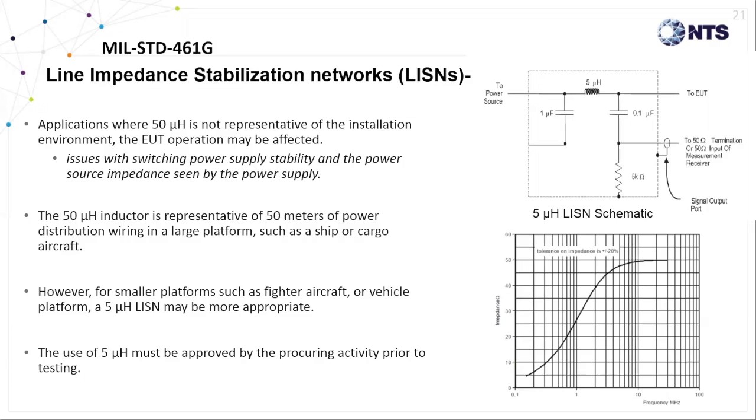In this example, that power source may be designed for a land vehicle platform or a small fighter aircraft with shorter power lead lengths. Therefore, a smaller LISN value such as 5 microhenries might be more appropriate. 5 microhenry LISNs are commonly used in commercial aerospace testing such as RTCA DO-160, which that whole series of tests is covered by another video series. However, the use of a different value LISN must be identified in the EMI test procedure along with the engineering judgment for the change.